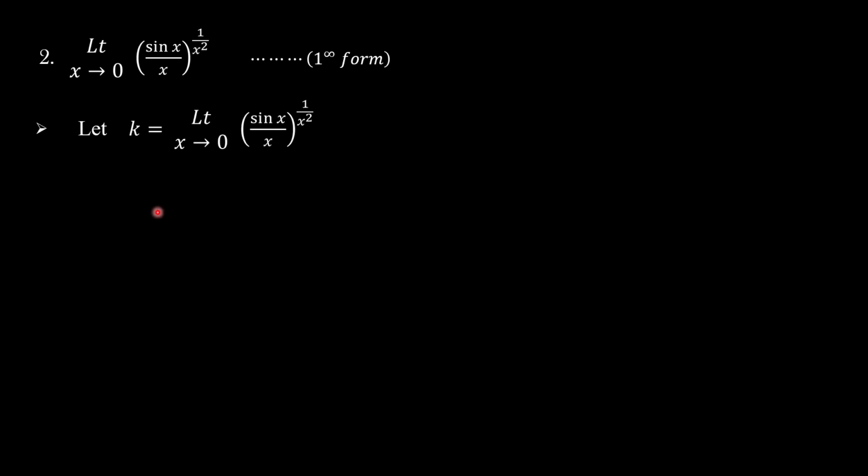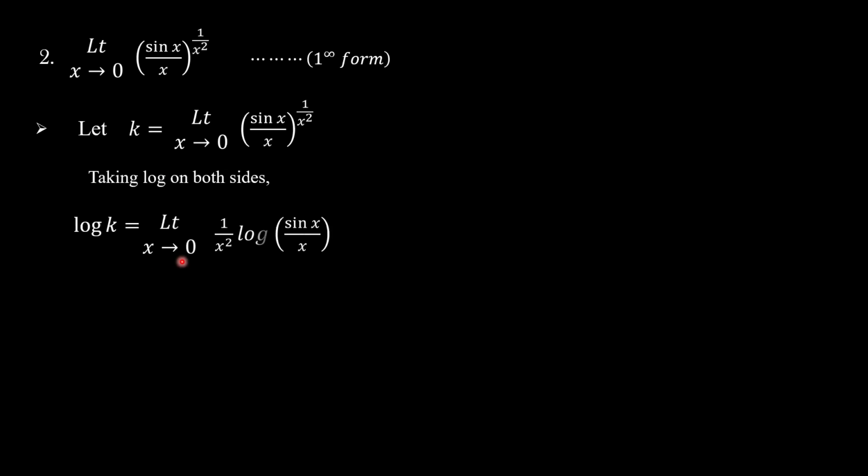Let k be equal to limit x tending to 0 of (sin x by x) whole raised to 1 by x square. Taking log on both the sides, that is, log k is equal to limit x tending to 0 of 1 by x square into log of sin x by x. But log a by b is log a minus log b. Therefore, log k is equal to limit x tending to 0 of (log of sin x minus log x) divided by x square. Now apply the limit.